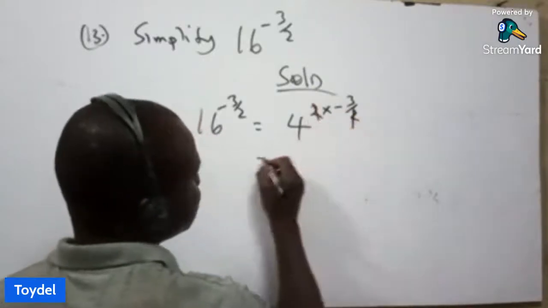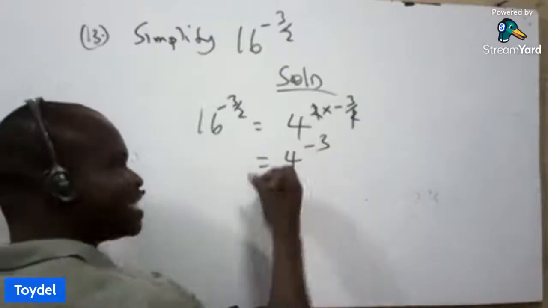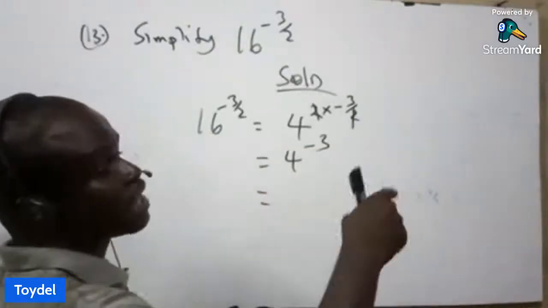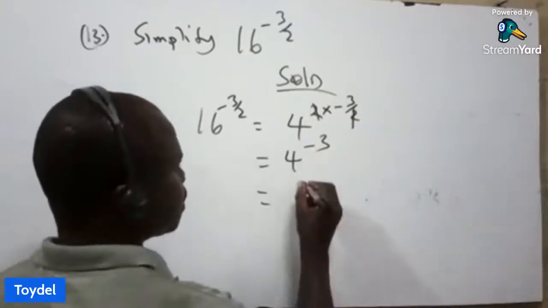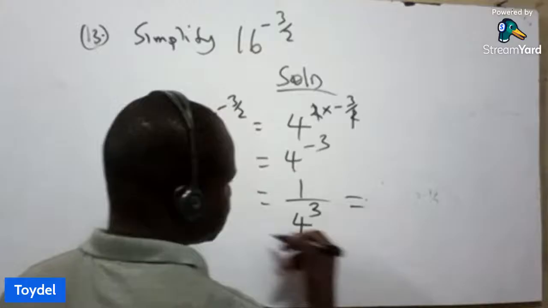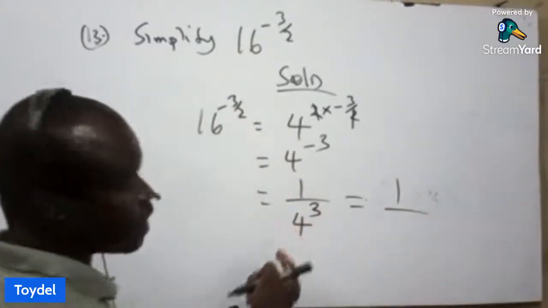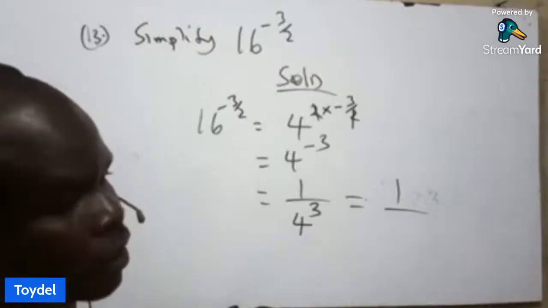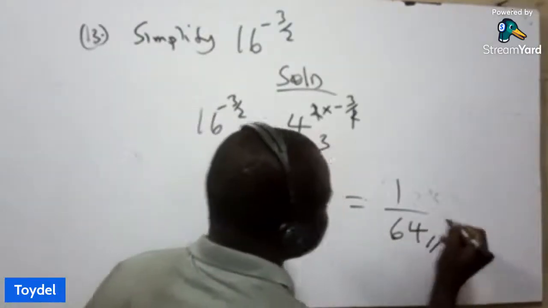2 will cancel 2. I'm going to get 4 raised to power -3. And I can write this in positive form. Once I remove the negative, it will be in form of reciprocal. Then I'm going to have 1 over 4 raised to power 3. And of course, if this is one of the options, just pick it. Or I'll say 1 over 4 raised to power 3 is 4 in 3 places. 4 times 4, 16. 16 times 4, that's 64. So 1 over 64 will be the final answer.